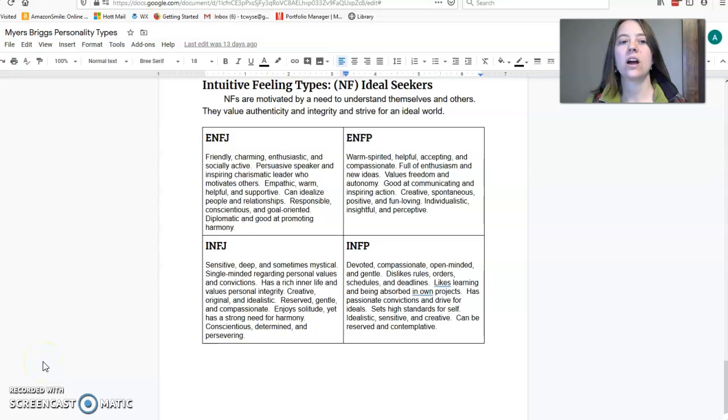The last category are the intuitive feeling types, the ideal seekers. NFs are motivated by a need to understand themselves and others. They value authenticity and integrity and strive for an ideal world. And there are 4 types: ENFJ, ENFP, INFJ, and INFP. And you'll want to read the descriptions and see if they fit you.